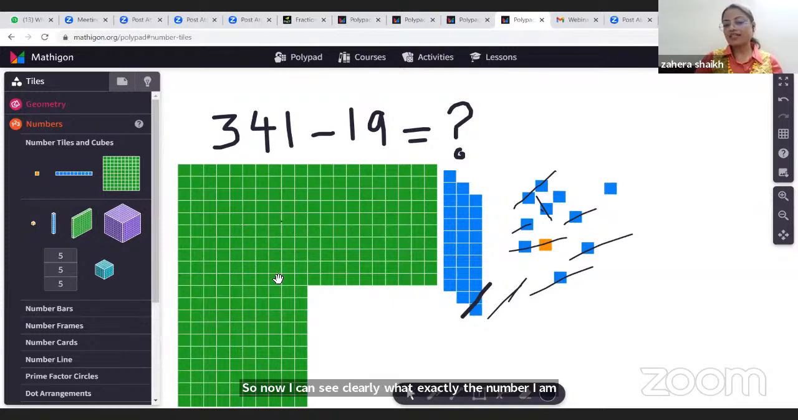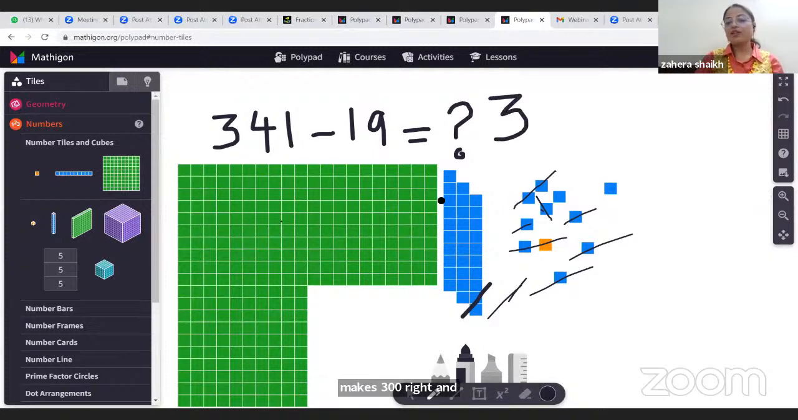3 flat squares of 100, which makes 300, right? And 2 tens make 20, and I have only 2 unit blocks.